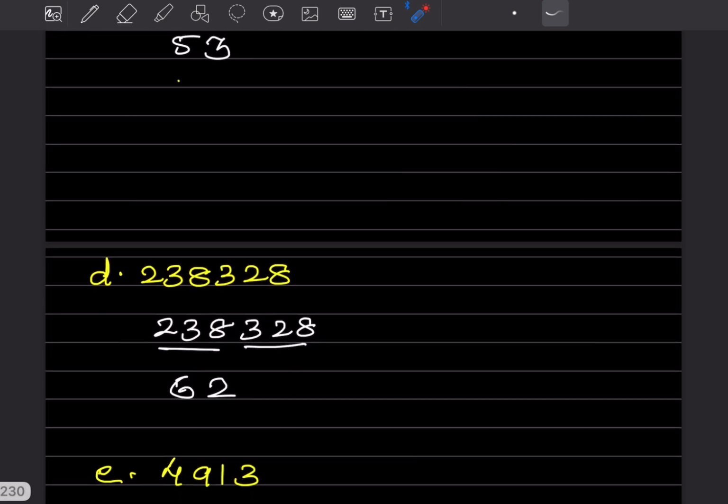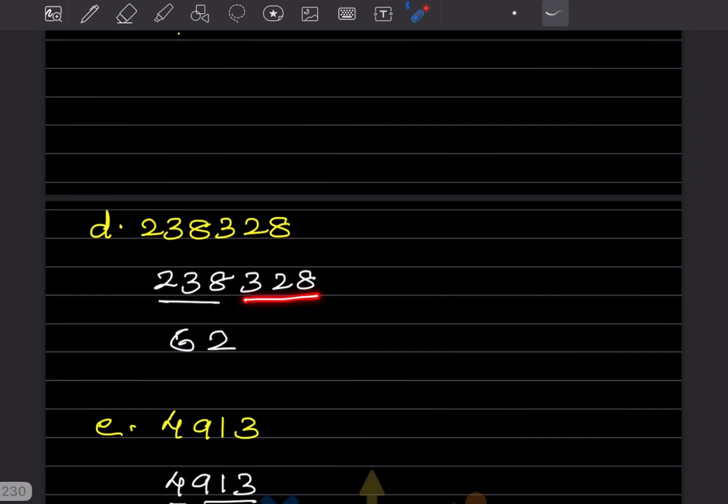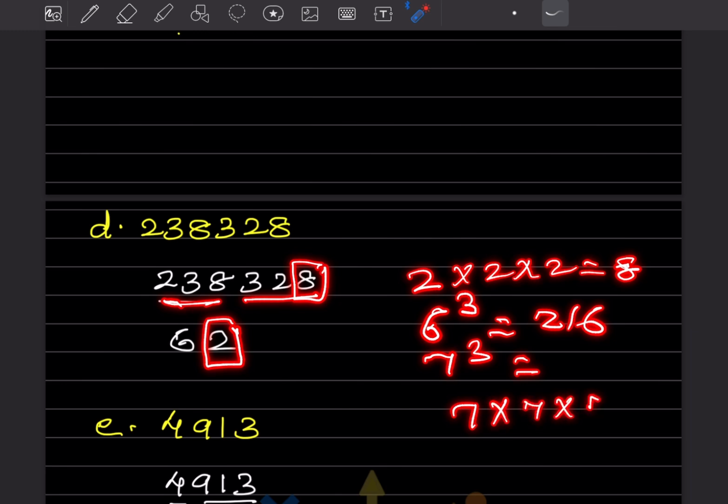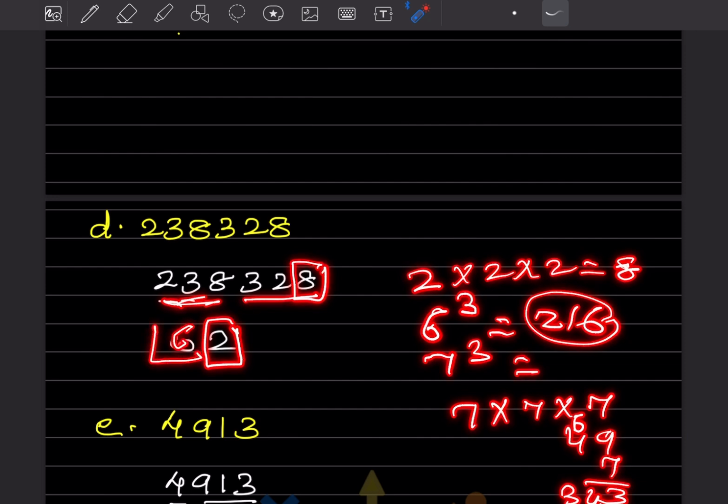Now the next one is going to be 328, which means this is the unit. So that will be 2 into 2 into 2, that is going to be 8. So here we will write 2. For this one, 238. Now I'm not going to do all of them. So here will be 216, and 7 cube is going to be 7 into 7 into 7, which means 49 sevens. So that will be 343. 343 is bigger, so we are going to write here 216, that will be 6. So that will be 62.